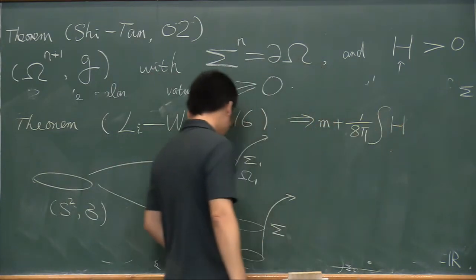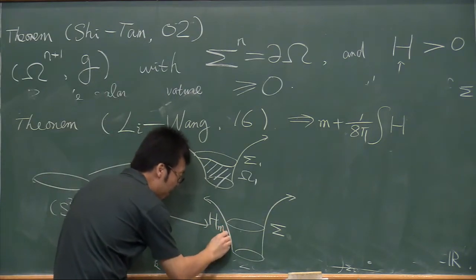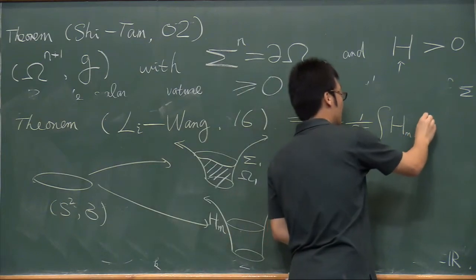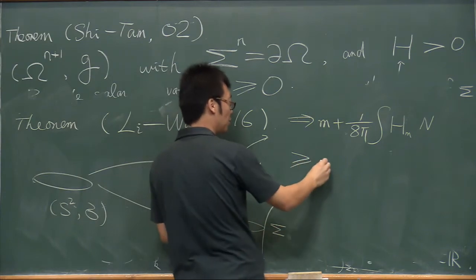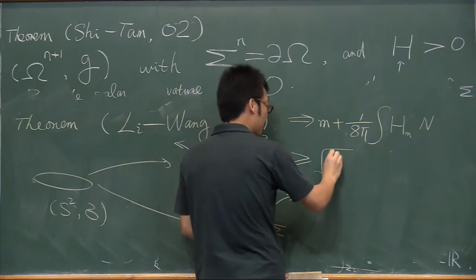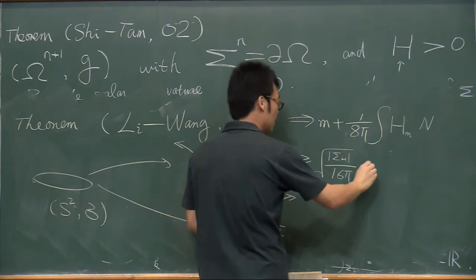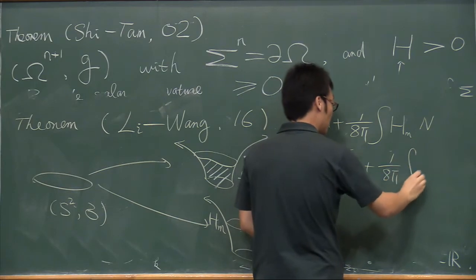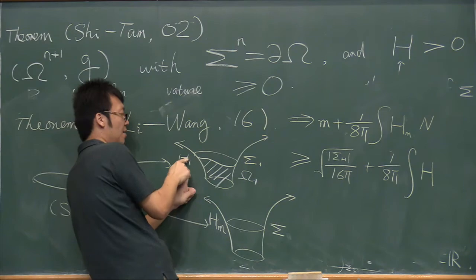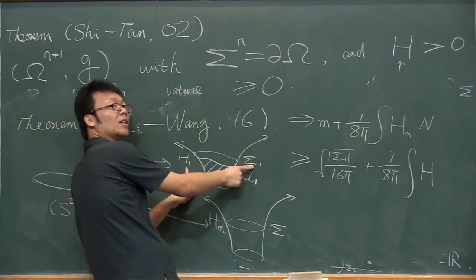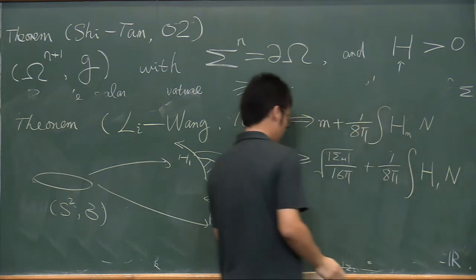which is h. My notation is a little bit not consistent. Let me write it as hm, then times the static potential on this round sphere. This is greater than or equal to the square root of the area of sigma h divided by 16 pi plus 1 over 8 pi integral of h, where that's the mean curvature of sigma 1. Let's write h as h1, then times the pullback of the static potential.